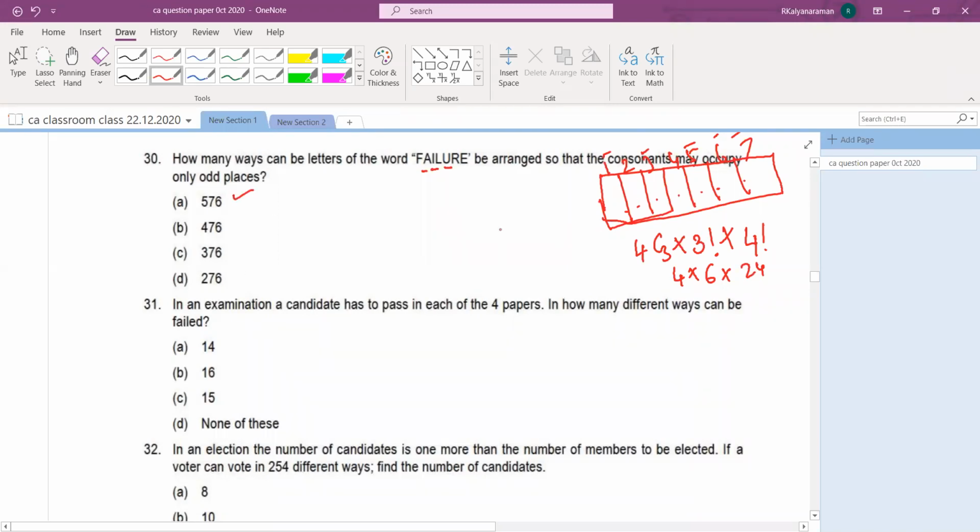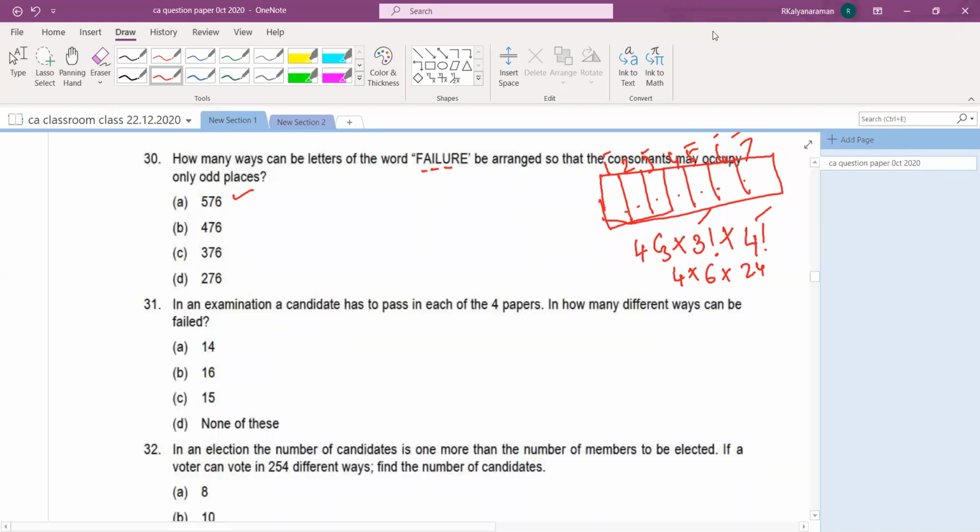I hope you understood. There are 4 odd spots. Out of that, you are going to choose only 3 because there are only 3 consonants. In how many ways you can choose the 3 out of 4 is 4C3. And the 3 consonants can be arranged in those 3 slots in 3 factorial ways. In the remaining 4 slots, the 4 vowels can be arranged in 4 factorial ways.